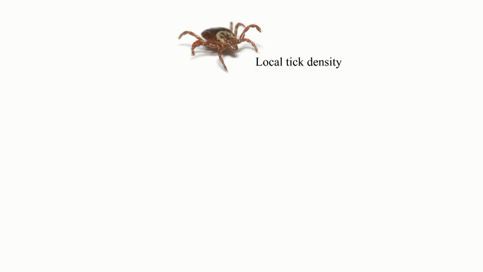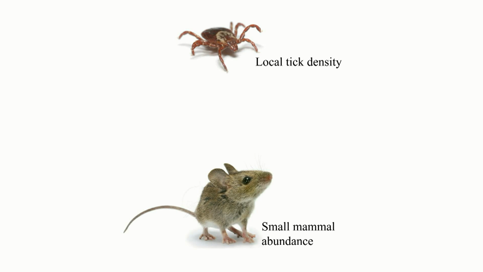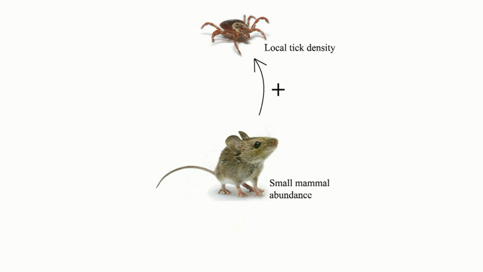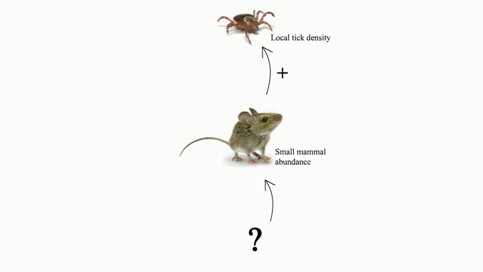Different life stages need different hosts. So larvae are generally to be found on small rodents, mainly mice. The adults you mostly find on large mammals, but most important is that the larvae you find on mice and the adult ticks on the larger mammals. From this explanation, it is clear that small mammals are of major importance for tick survival and reproduction. The common small mammal species in the Netherlands is the wood mouse. If tick density can be explained by wood mouse abundance, then what is a suitable habitat for a wood mouse?